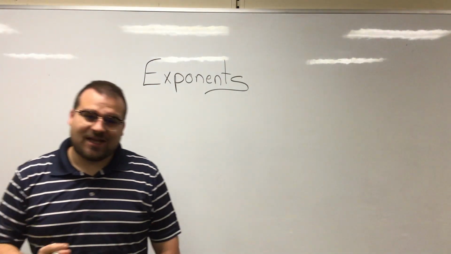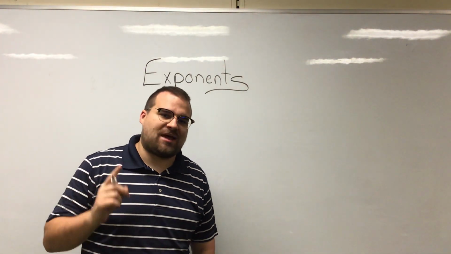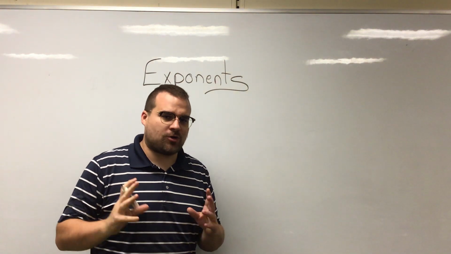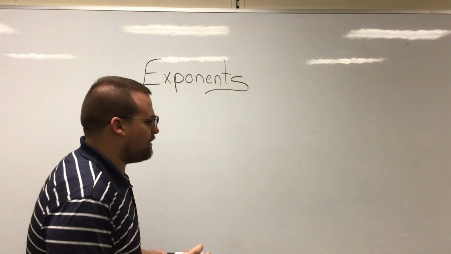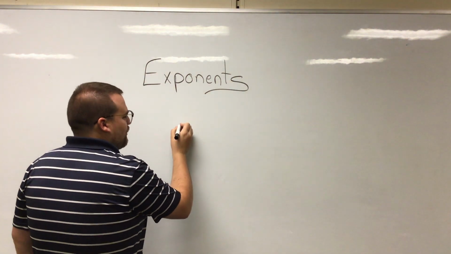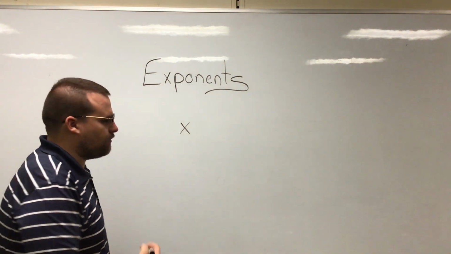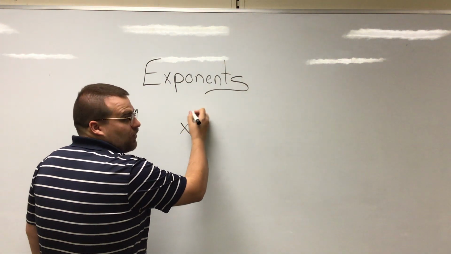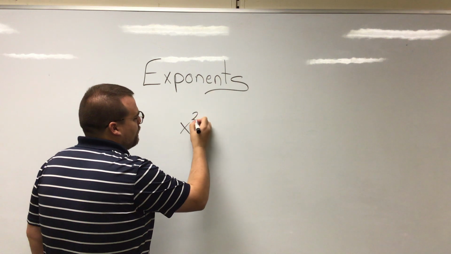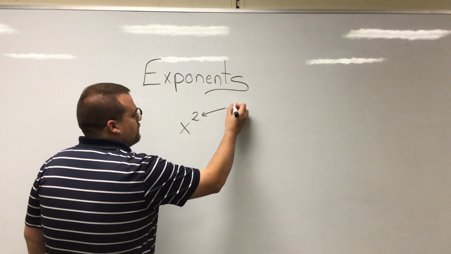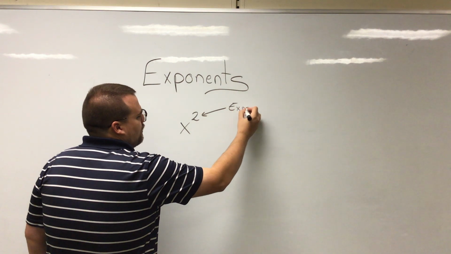Hey guys, today we're going to be talking about exponents. Now, exponents are usually written like this. You have a number here, let's say x, because it could be anything. And then your exponent is written right up here in the corner. So this is your exponent. I'm going to go ahead and label that.